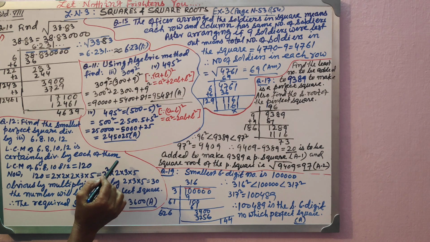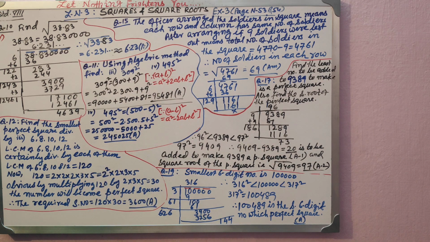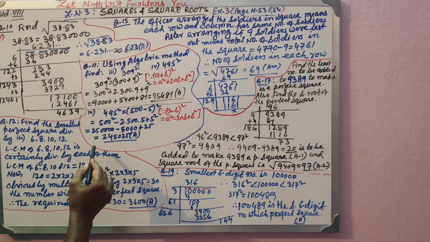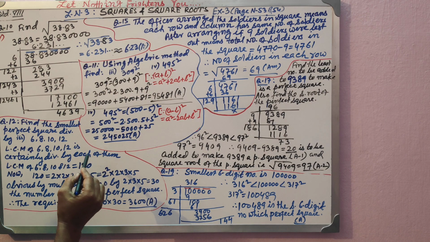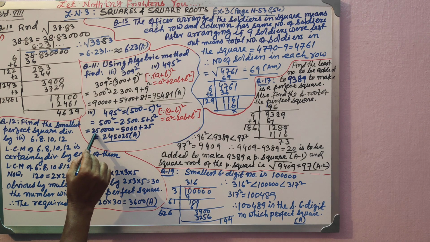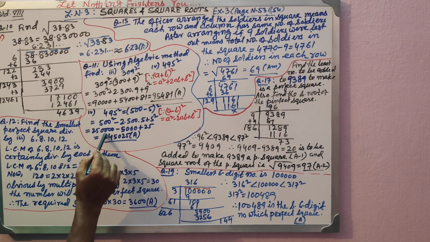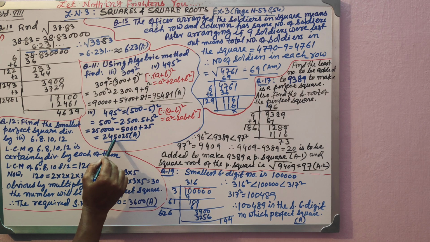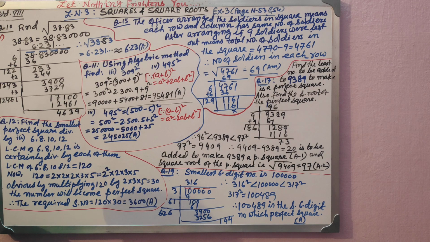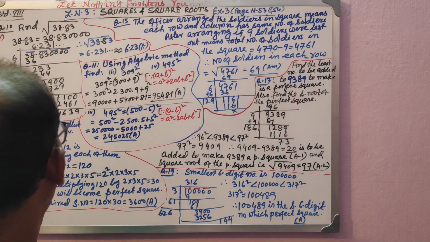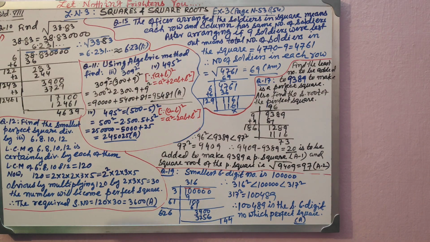250,000 subtracted by 5,000 will be 2 lakh 45,000, and then the 25 added, so 245,025 will be the answer. It is very simple. Now I will move on to question number 12.